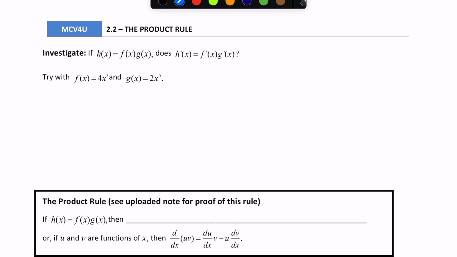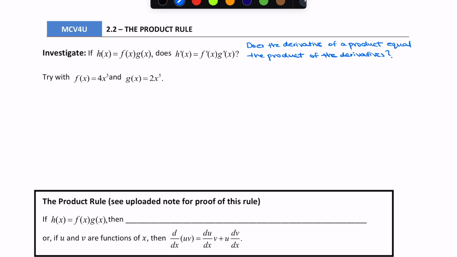So really what we're investigating is: does the derivative of a product equal the product of the derivatives? So again, does the derivative of a product equal the product of the derivatives? And so let's take a look at this.